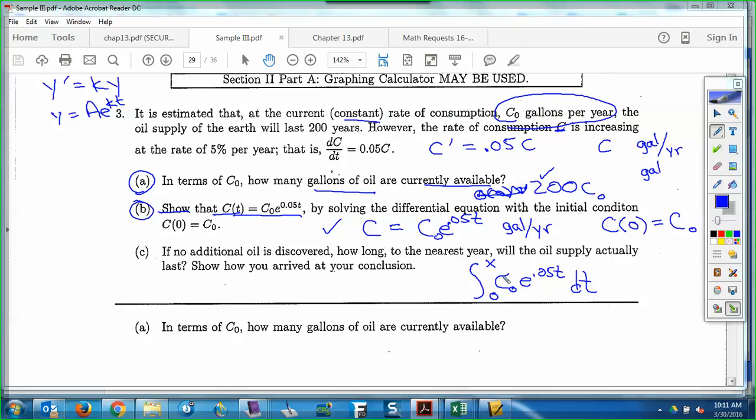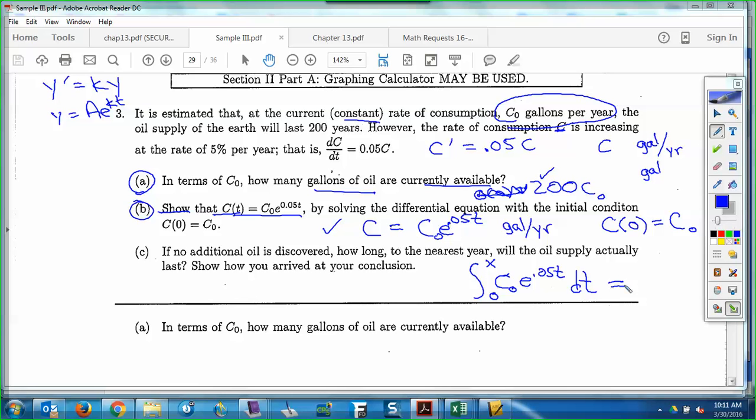right? Now we got to do more than that because we've got an x we're trying to find. So that's got to equal something. 200 C sub 0, right? But to understand that, we got to understand what this is saying. This is the rate that we're consuming in gallons per year. So if we do the integral of that, what does that give us? The amount of gallons we consume, right? If this is the rate that we consume the gallons in gallons per year, then the integral is going to be the amount of gallons we consume.